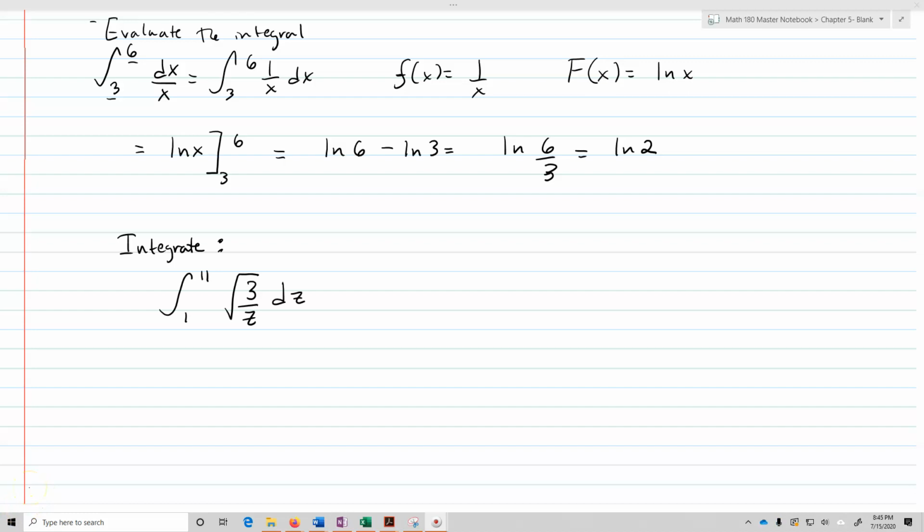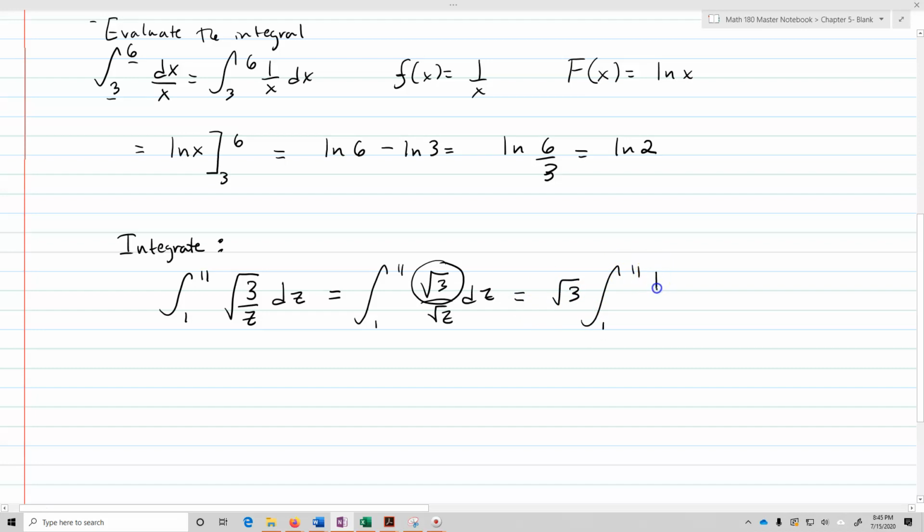Awesome. So now let's try this one. Let's integrate from 1 to 11 the square root of 3 over z dz. We're going to use some of the rules of integration to make this a little easier. First, we'll have the integral from 1 to 11, and we'll make this root 3 over root z dz. If you remember, the square root of 3 is just a scalar, so we can pull that out. So now it's the square root of 3 times the integral from 1 to 11 of 1 over root z dz, and this is just z to the negative 1/2 dz.